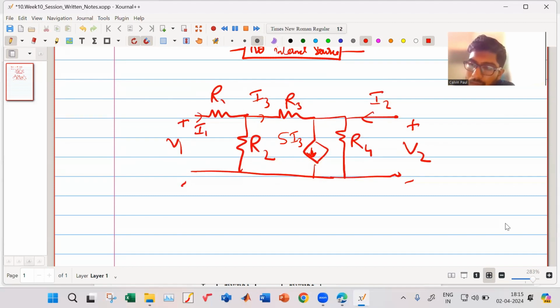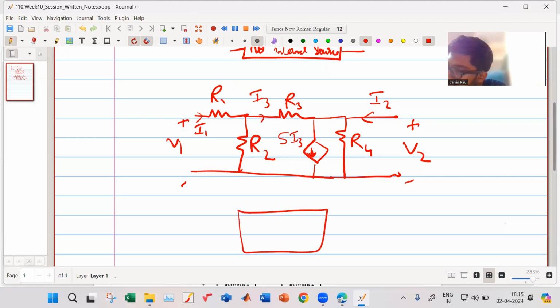Sir, the two port network, the inside elements are like a black box. We don't know what type of element is connected. Okay. So your doubt is, you have a black box like this, and you have one wire, another wire. So this is your V1, this is your V2, and you are saying you don't know whether there will be any independent voltage source inside or not, right? Yes, sir.